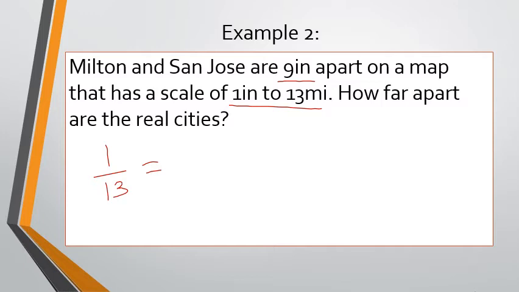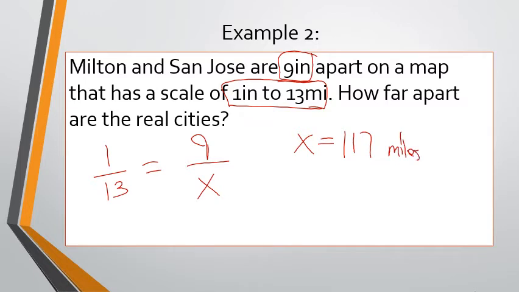Okay, Milton and San Jose are 9 inches apart on a map that has a scale of 1 inch is 13 miles. So how far apart are the real cities? Well, again, we're using our scale 1 inch to 13 miles. We know that it's 9 inches on the map. So 9 is on top for inches, because that's what we don't know. 13 is on bottom for miles. So it's 1 over 13 equals 9 over x. And then once again, you'd be cross multiplying. So you'd have x is equal to 13 times 9. You get 117 miles. So how far apart are the real cities? The cities are 117 miles apart.